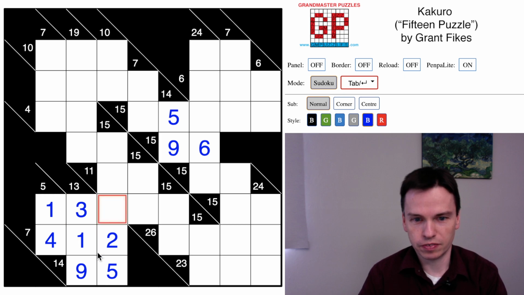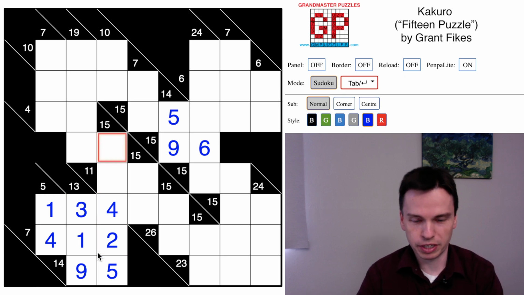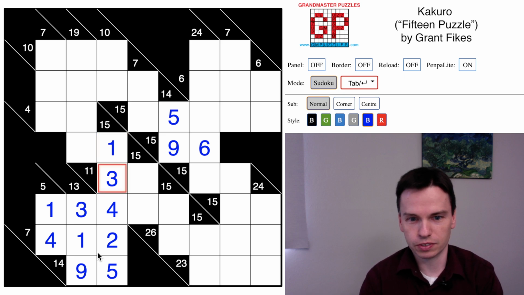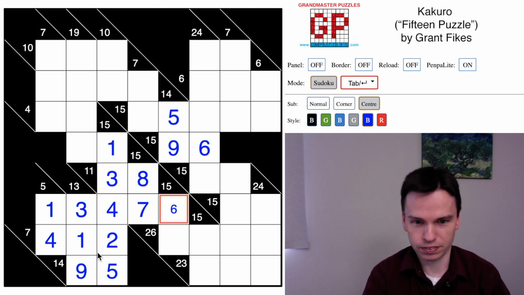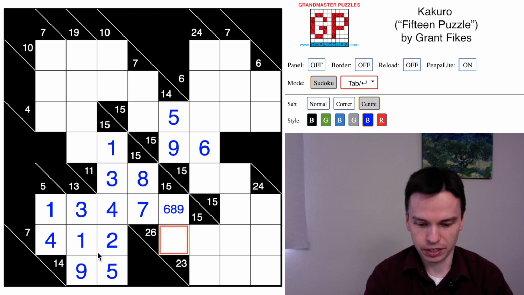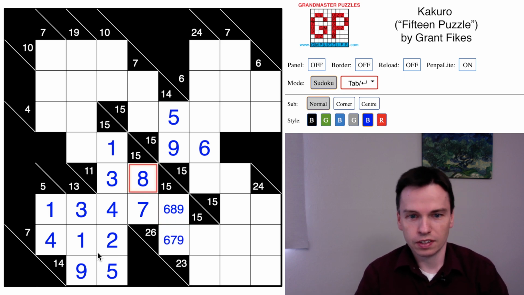1 and 3, 2 and 5 all see this cell, which is going to be 4, and the remaining digits are 1 and 3 for this column. Notice that a 1 can't go here because it would be too small to make the 11 work, so this is an 8. This is a 7, and we actually have nothing that's going to help us put some digit in here. We have too many choices.